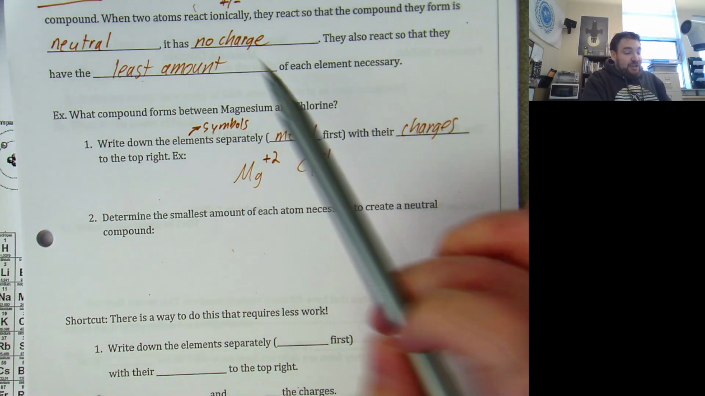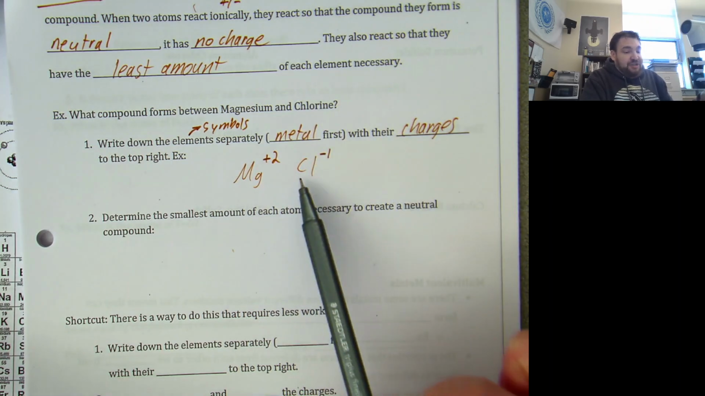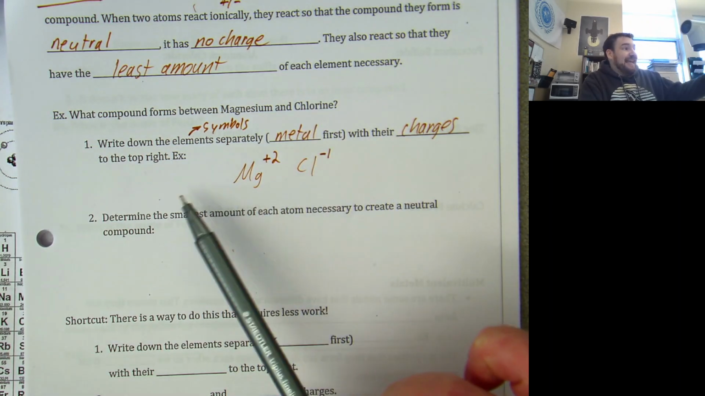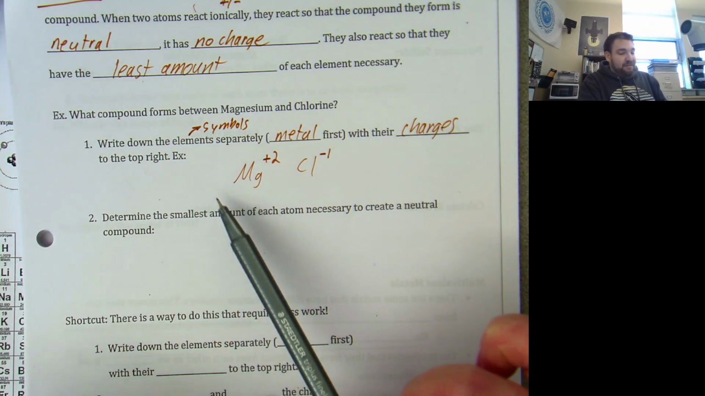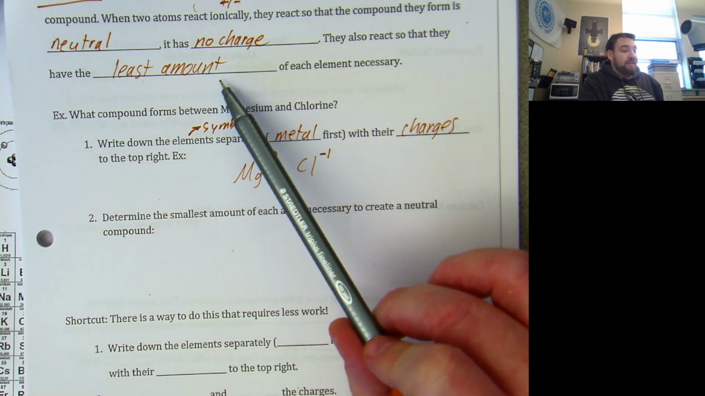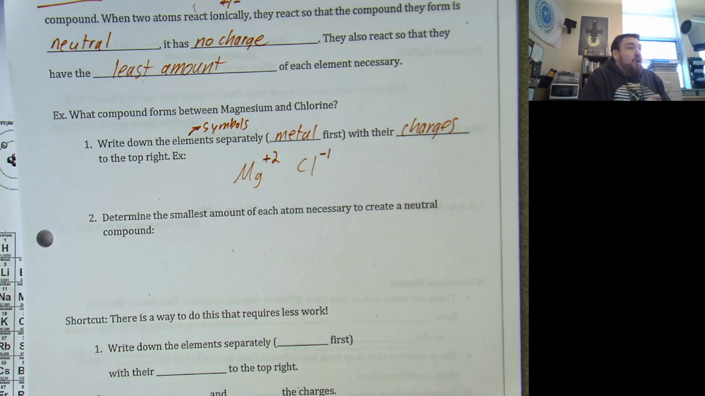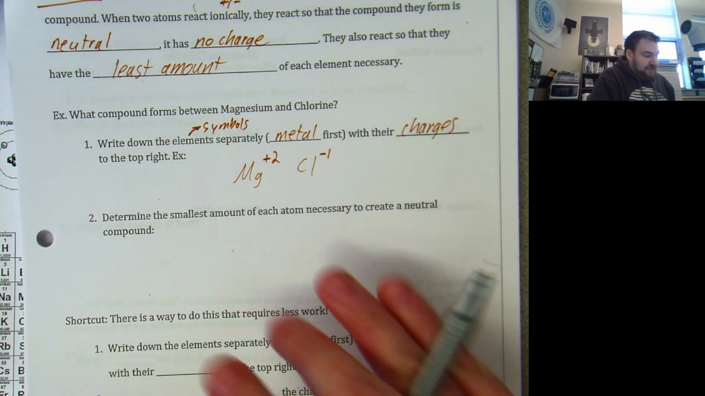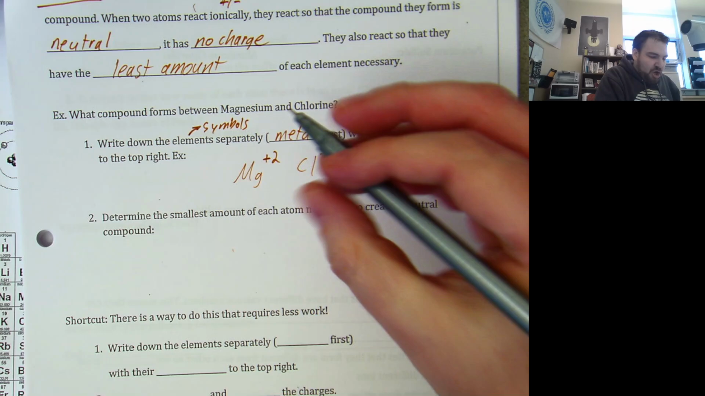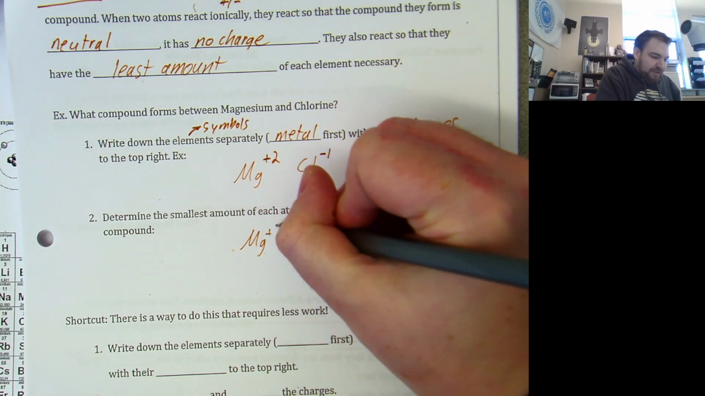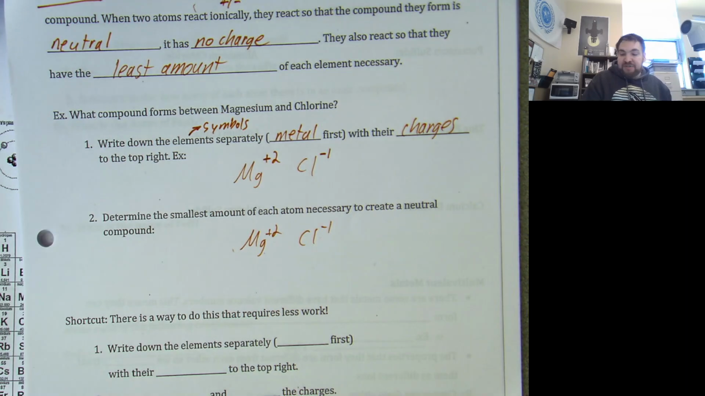So remember, these guys need to react so that at the end of the day, there's as many negatives as positives, and you need the smallest amount of each. So the long way to do this is what I'll demonstrate here, and then I'll show you the shortcut. The long way is to say, okay, well, I've got Mg +2. Let's write it out again. I've got Cl -1.